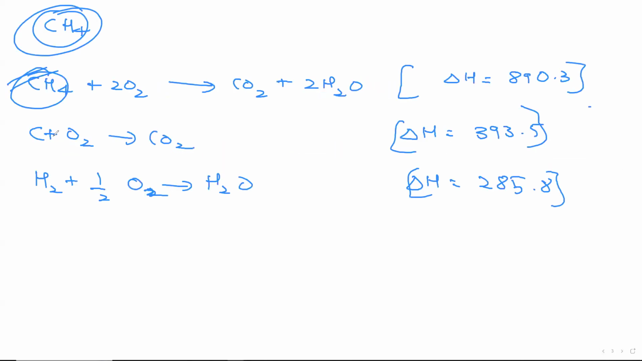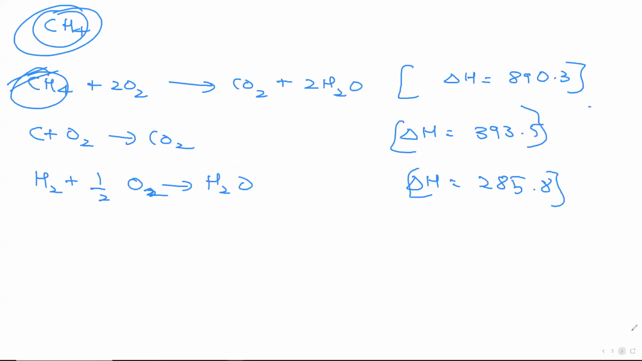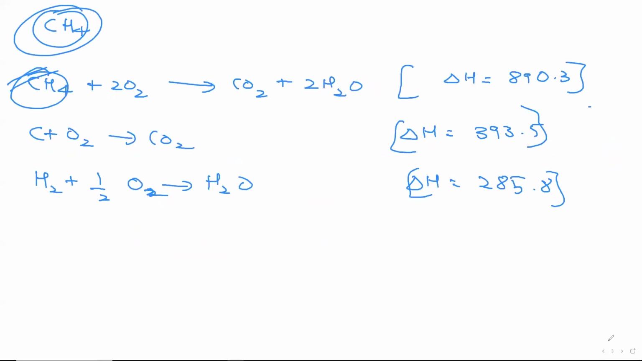In the second equation, I wanted C on the left hand side. Is it there on the left hand side? Yes. So the comparison is always with the required equation. Since we retained it, we are not changing anything. Delta H is the same thing, 393.5. Next is H2 plus half O2 gives you H2O. I wanted H2 on the left hand side itself. Multiply the equation with 2, so this becomes 2H2O. Since I multiply this equation by 2, delta H also I multiply by 2, 285.8.